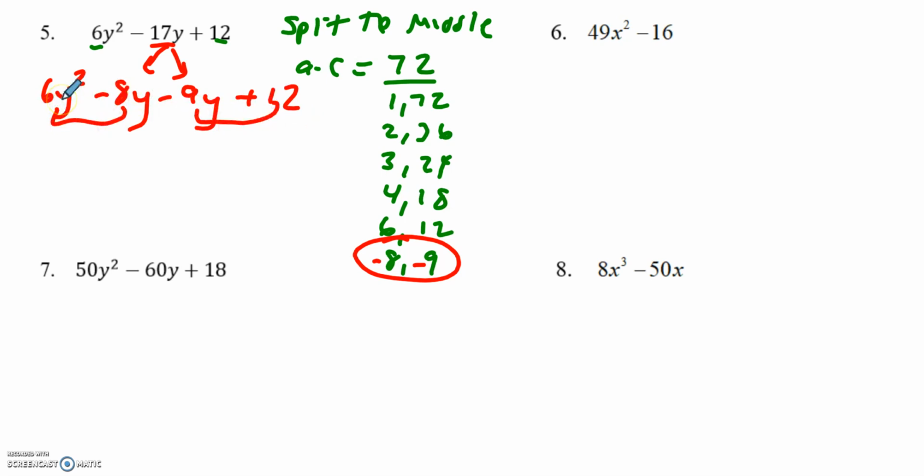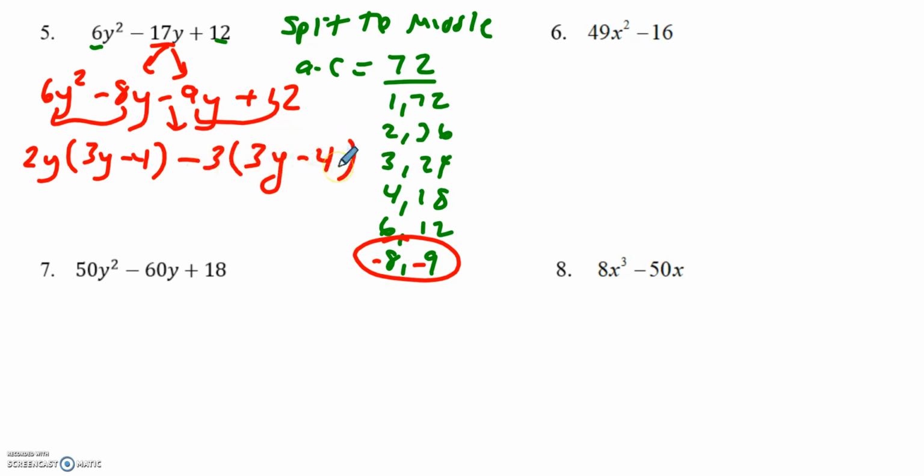What can I take out of 6 and 8? 2, y squared and y. I can take out a y, and I'm left with 3y minus 4. Bring down the negative. What can I take out of 9 and 12? 3. Can't take out any y's this time. So negative 9 divided by negative 3 is positive 3y. Positive 12 divided by negative 3 is negative 4.